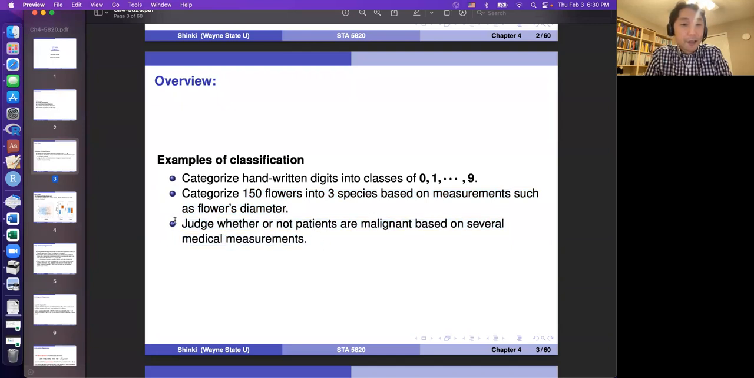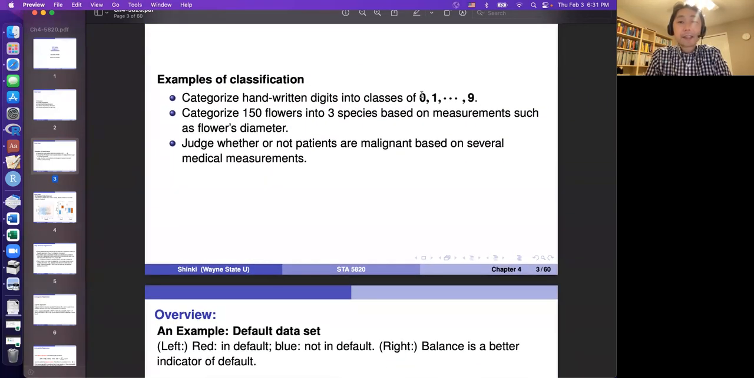Another example is judging whether or not patients are malignant based on several medical measurements. This is binary classification. Or maybe another example, we want to explain the rating of movies by other factors, such as the length of the movie, the music used, or other factors.